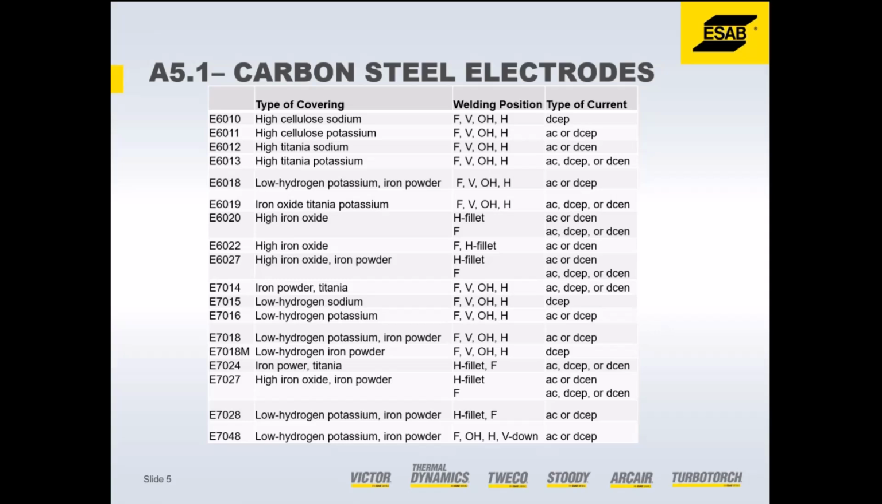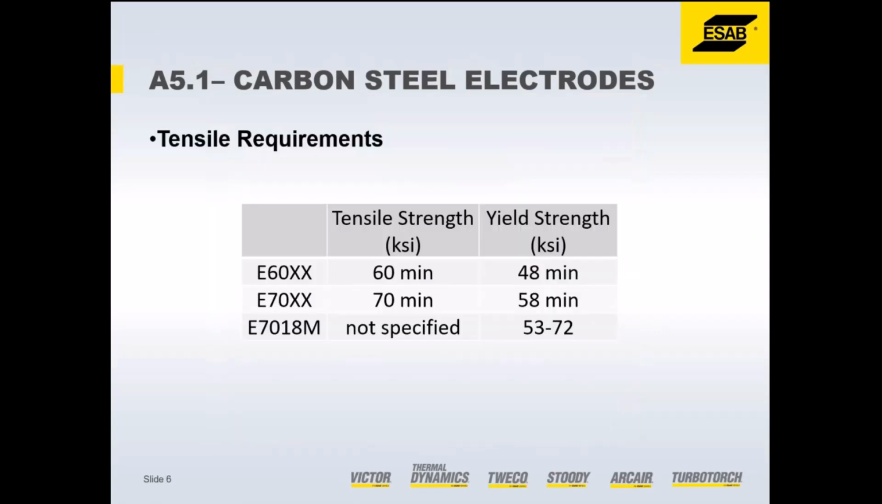So when we break down the naming convention, the E stands for electrode. The first two digits are your tensile strength. So in the case of a 6010, it would be 60 KSI minimum tensile strength, and then the yield strength that goes along with those. In the case of 7018M, where it's a military electrode, there is not a tensile strength that is specified in the standard, though there is a minimum yield strength for those electrodes.